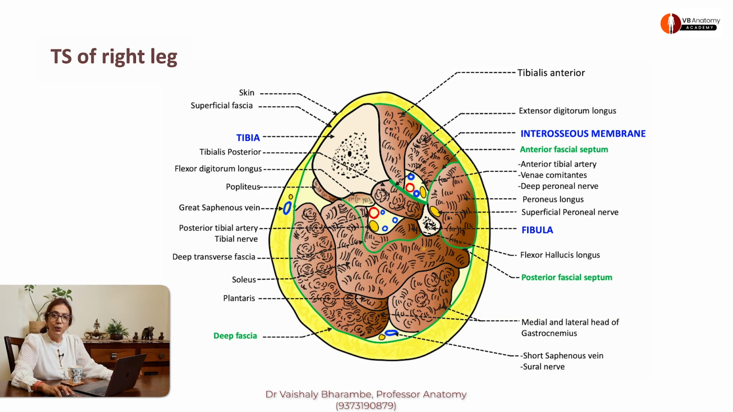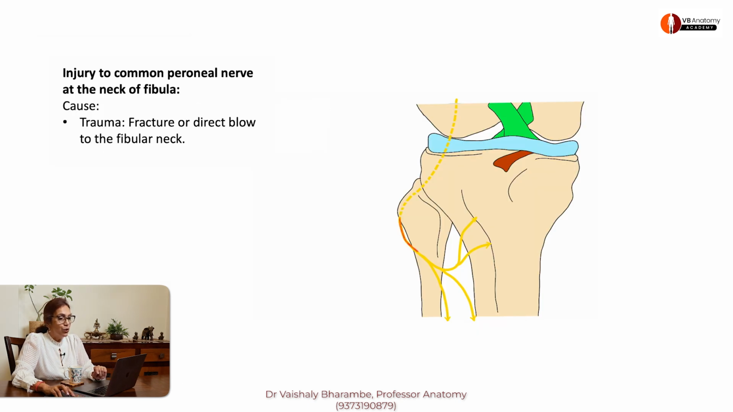This is a section through the leg, and you can see that this is the flexor compartment, that means your calf muscles. This is your extensor compartment, and this is your peroneal compartment. So now let's talk about this nerve getting injured at the neck of fibula in the road traffic accident. So what will be injured?